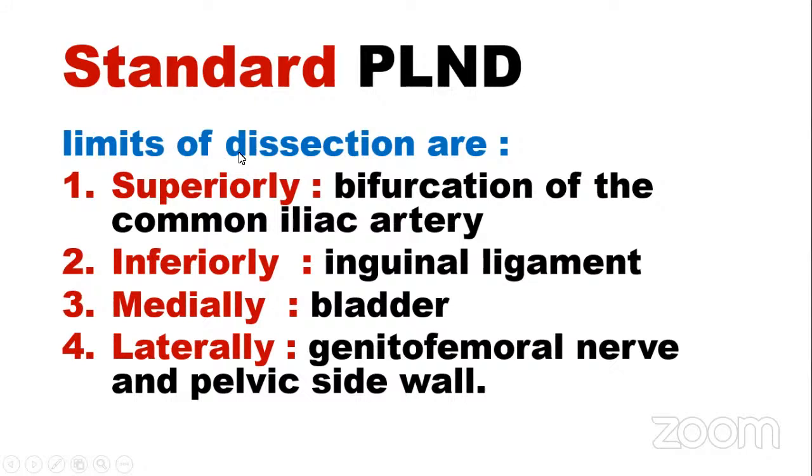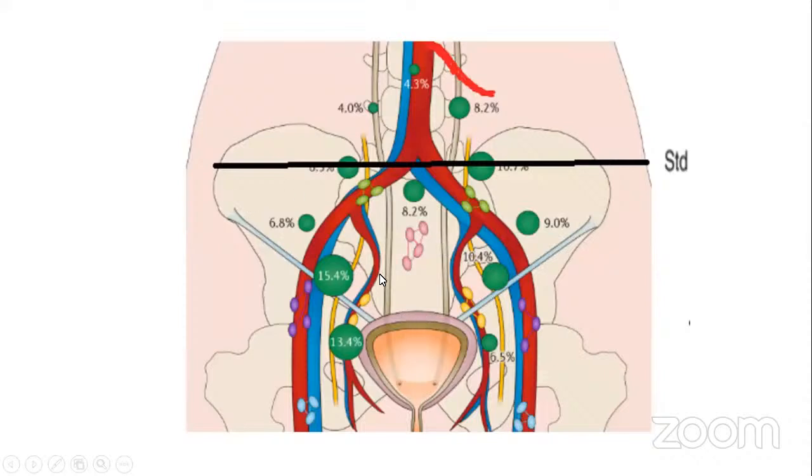The standard dissection has limits: superiorly up to the bifurcation of the common iliac artery, inferiorly the inguinal lymph nodes, medially the bladder, and laterally the genitofemoral nerve and pelvic side wall. This is the limit of the standard pelvic lymph nodes. As you see here, this is the boundary of lymph node dissection in a patient with bladder cancer. All these lymph nodes will be resected.